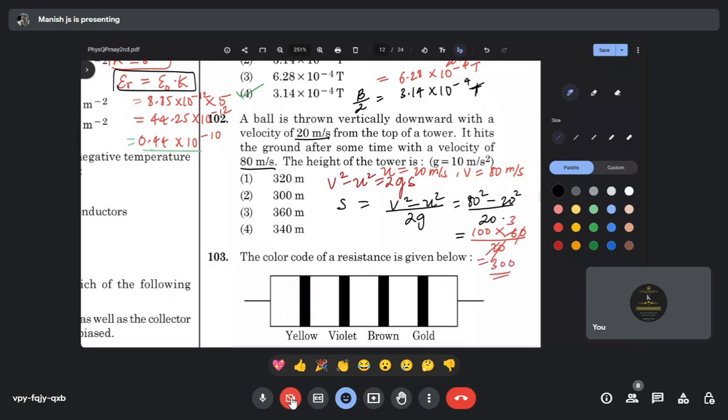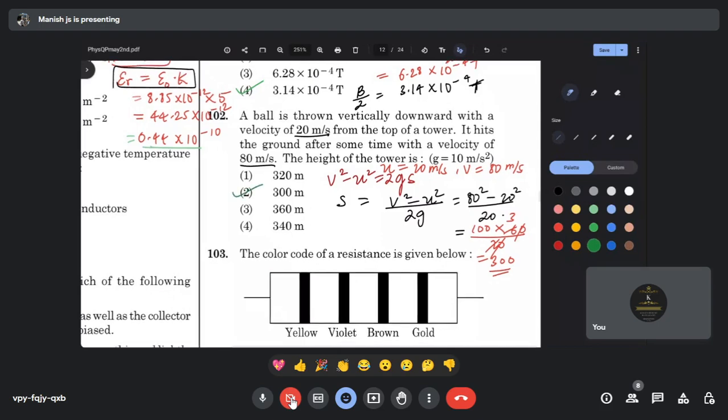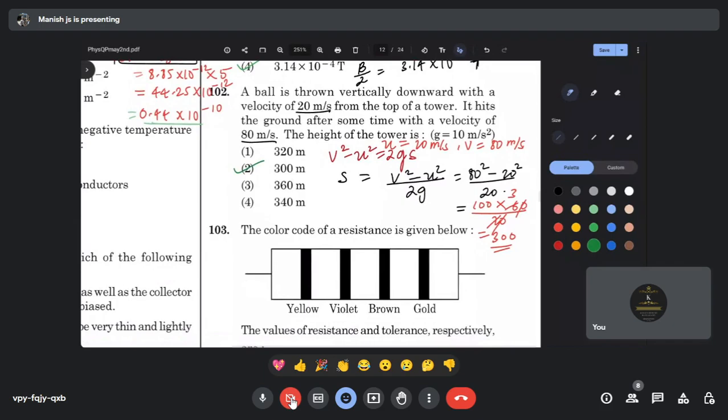300. Yes, sir. 300. Instead of squaring like that, you can use the maths algebraic identity. A squared minus B squared is A plus B into A minus B upon 20. So you would get 300. Okay, yeah. So the answer is 300. Option 2. Yeah. Is it clear how to solve this? Fine? Yes, sir. Yeah. So we'll move on to the next one.